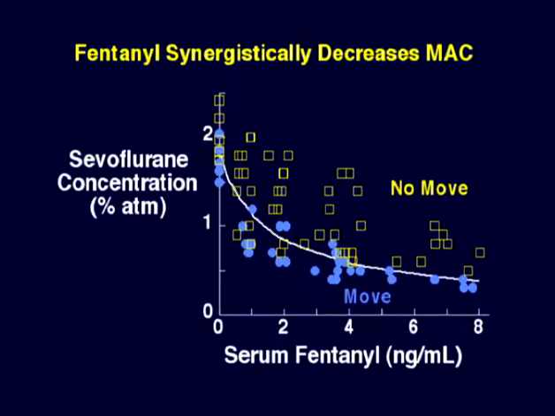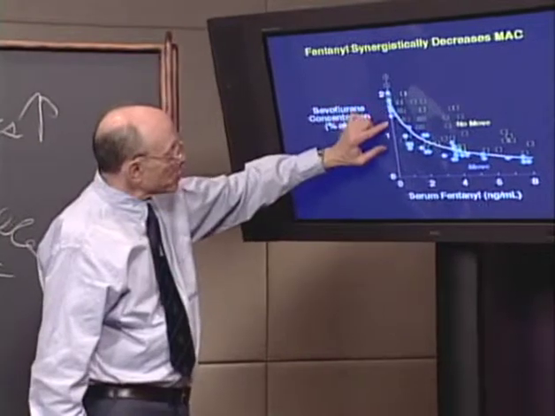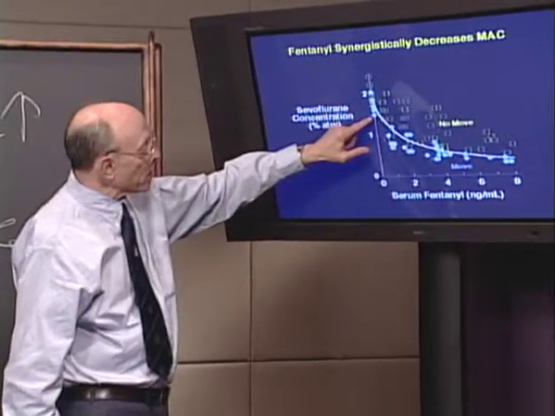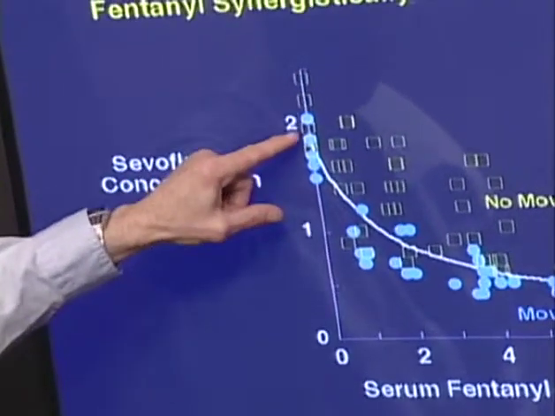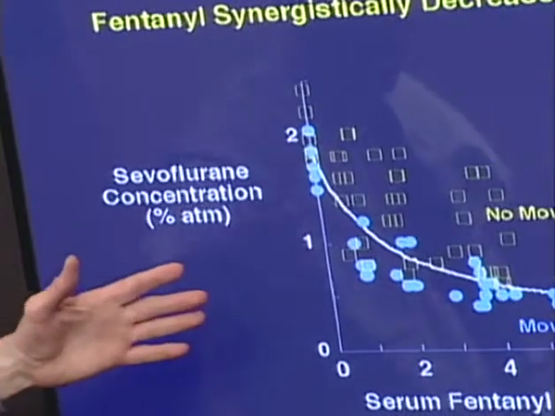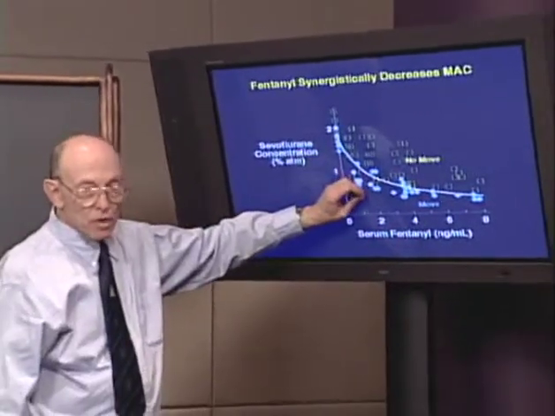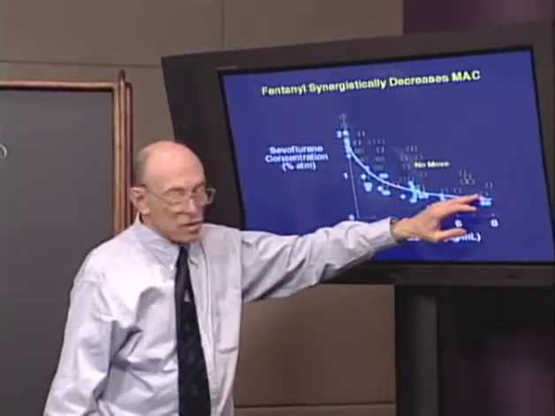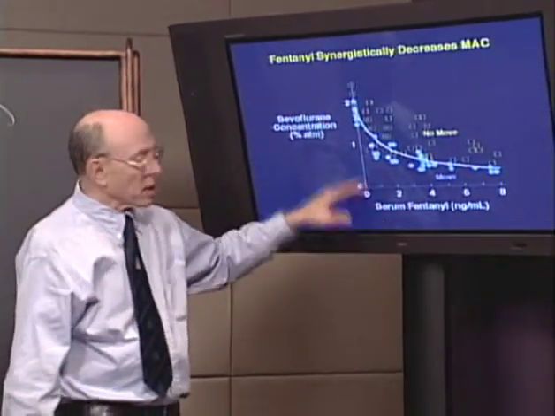So this is the sevoflurane concentration that is MAC, and this is without any fentanyl. Here are the patients who moved in response to surgical stimulation. The blue dots and the open squares are the ones who failed to move. The point of this slide is to show you that as we increase the serum fluoride levels, we never reach MAC, but there is an acute response at these lower concentrations, which almost equals the responses at much higher concentrations, suggesting a synergistic interaction between opioids and anesthetic requirements.